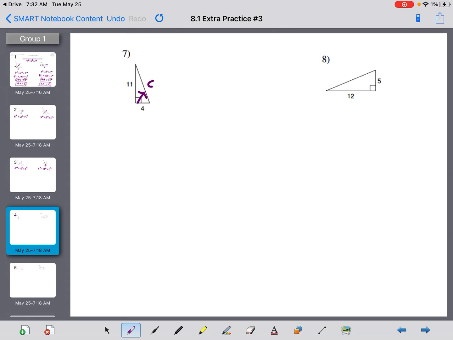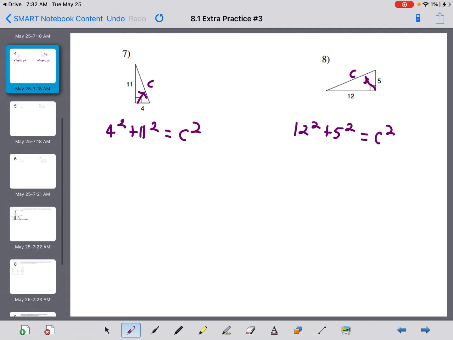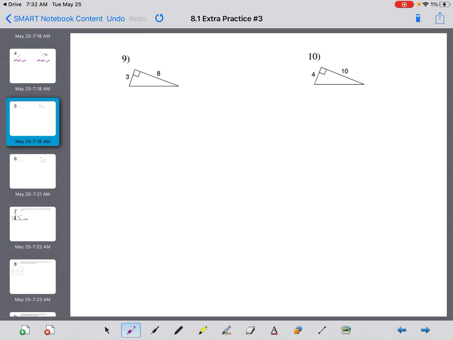7 and 8, again, we are looking for c in both of these examples. 4 squared plus 11 squared equals c squared. 12 squared plus 5 squared equals c squared. 9 and 10, what do you know? We're still looking for c. So we have 3 squared plus 8 squared equals c squared. 4 squared plus 10 squared equals c squared.